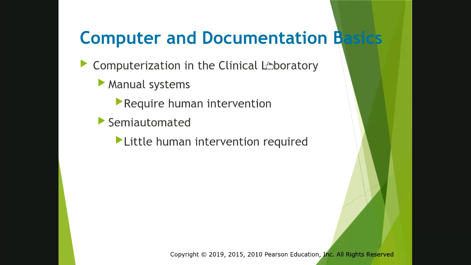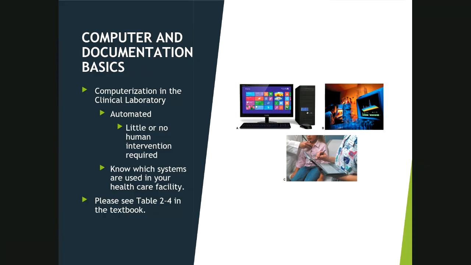There's the computerization in the clinical laboratory. So we have manual systems requiring human intervention, such as scanners and printers. Semi-automated means little human intervention is required when we load our samples into the testing bays. They go through a machine, so very little human contact. And then we also have fully automated, with little or no human intervention required. Know what systems are used in your healthcare facility. Table 2.4 in your textbook provides more detailed resources for this.